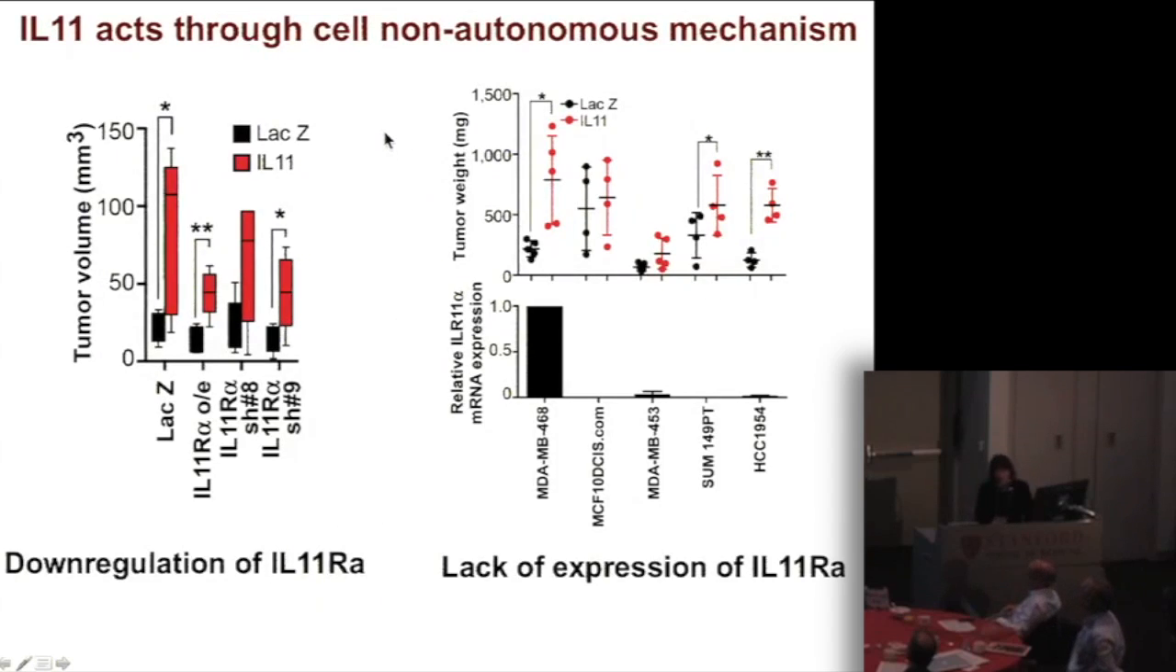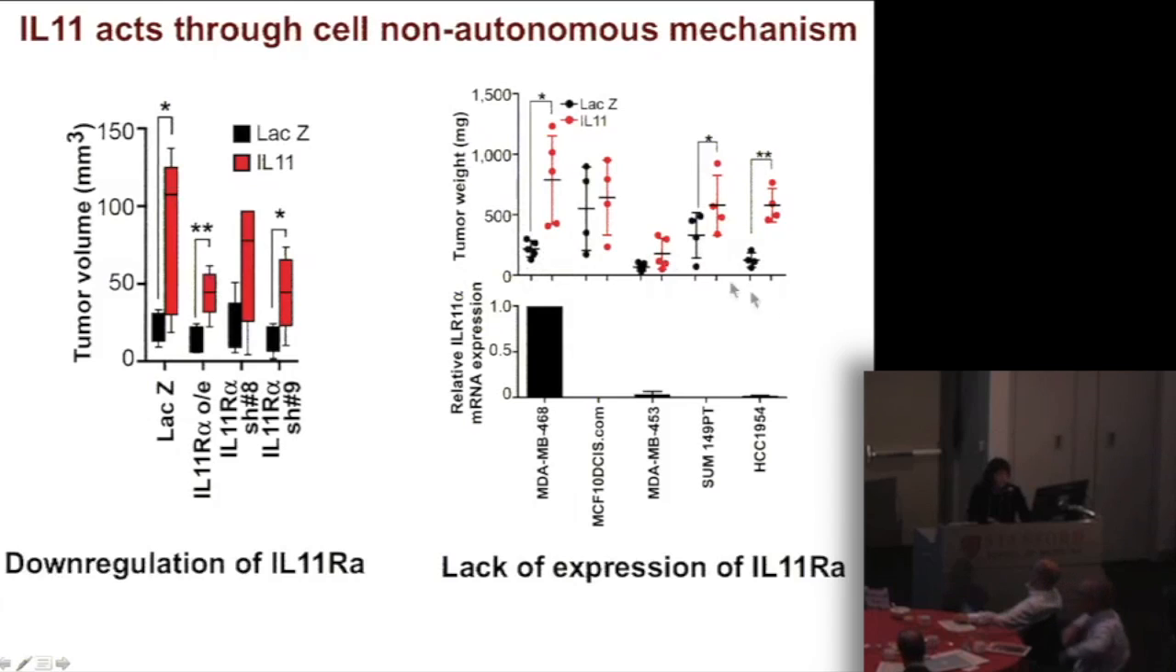Then, in order to address whether it's a cell autonomous or cell non-autonomous mechanism by which IL-11 acts, we did 2 different experiments. One of them is we downregulated the IL-11 receptor, the signaling receptor, IL-11 receptor alpha, in the cells that expressed IL-11. In this case, compared to the control, the cells that had the shRNA to the IL-11 receptor were still growing. I mean, the tumors were growing just fine, suggesting it's not an autocrine effect. And I'll show you later the computational modeling also confirmed this.